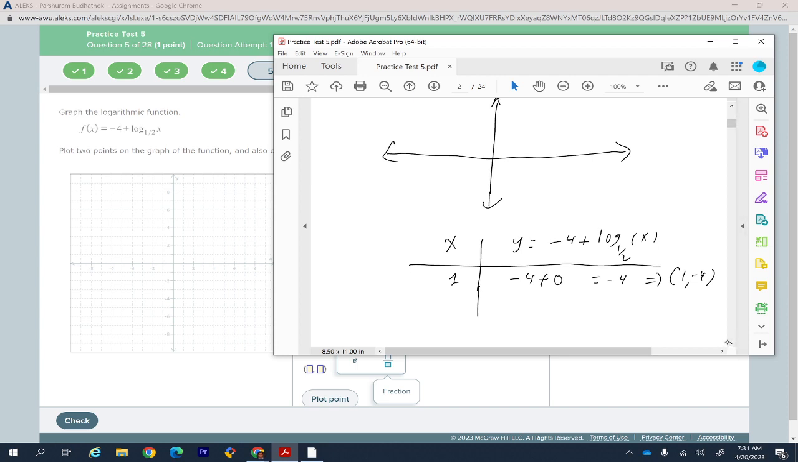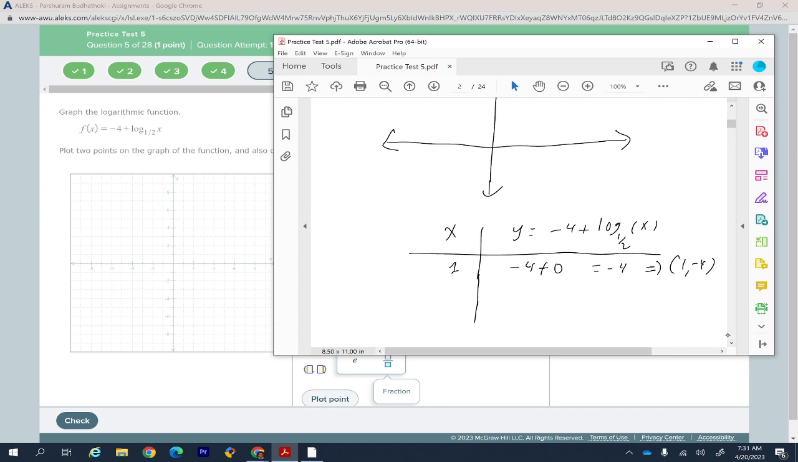Now because the base is half, you can find the value when x is half, because if they have the same base and same number, the value would be 1, right? So when x is half, the value of y would be negative 4 plus 1, because log base b of b is 1. So here the base is half, so I'm trying to find the value of this log function at half, which is 1. So that's going to give me negative 3, and that's going to help me use this point. At half the value is negative 3. So these are the 2 points I'm going to use.